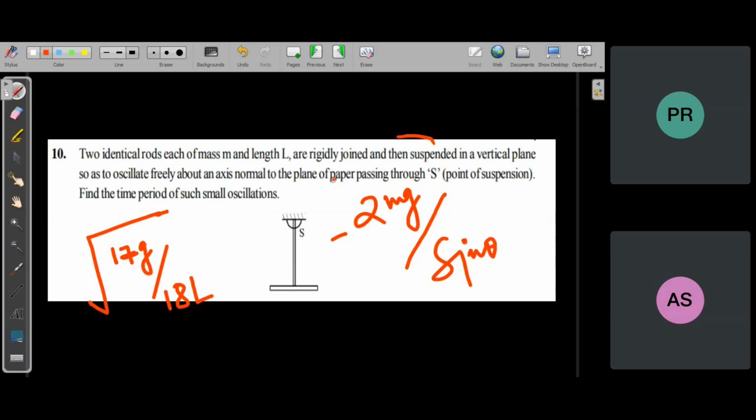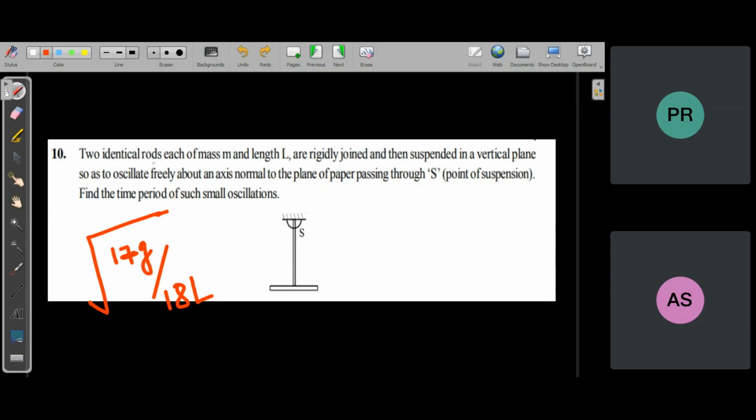How are you getting this minus 2 mg by sine theta? So this is a torque motion. I am applying torque equals I alpha. The torque is minus 2 mg by sin theta, so I am equating it to I alpha. Why are you saying minus 2 mg?